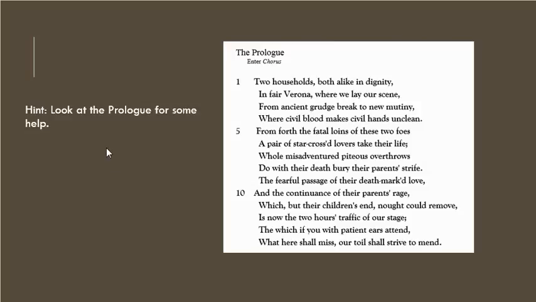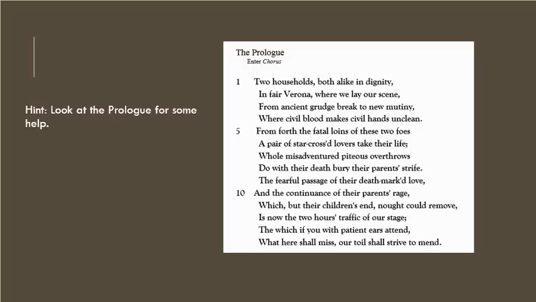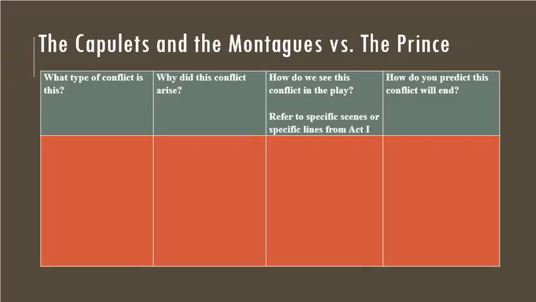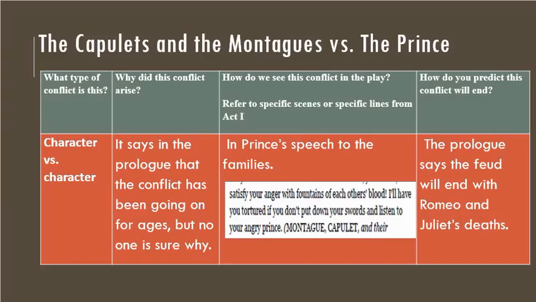I also want you guys to look at the prologue. If you're having questions on how you think the conflict will end or what type of conflict this is, I would recommend that you go to the prologue because the prologue does give us some answers. Hint, hint. So by the end of exploring this, you would look for a piece of text that would support that type of conflict. You would fill in the chart for your type of conflict. So by the end of your exploration, it might look something like this.